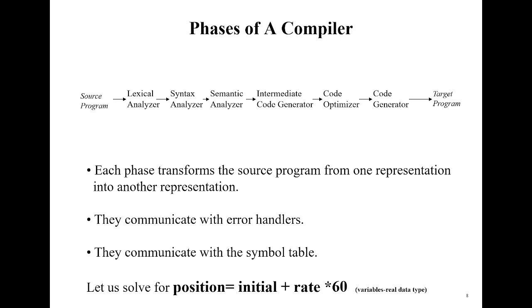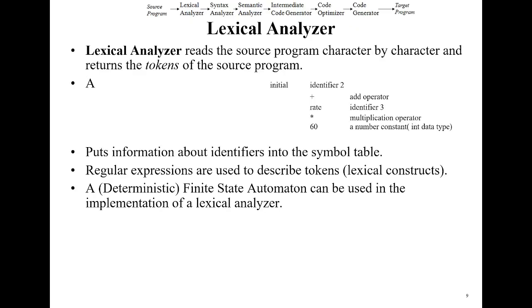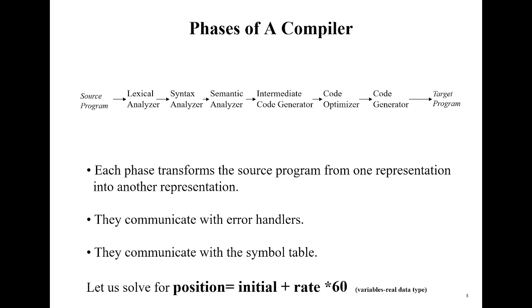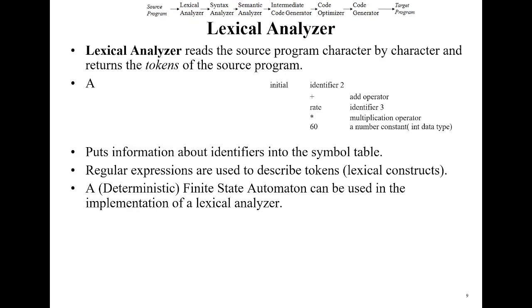Let us solve position is equal to initial plus rate into 60. Okay. So in the lexical analyzer, we'll be identifying the tokens. Right. So the various identifiers will be separate tokens. For example, here, position, initial, rate, the three identifiers 1, 2, 3 will be tokens. Equal is an assignment operator. Plus is a binary addition operator, and multiplication is also another operator. Okay, so these identifiers will be put in the symbol table.